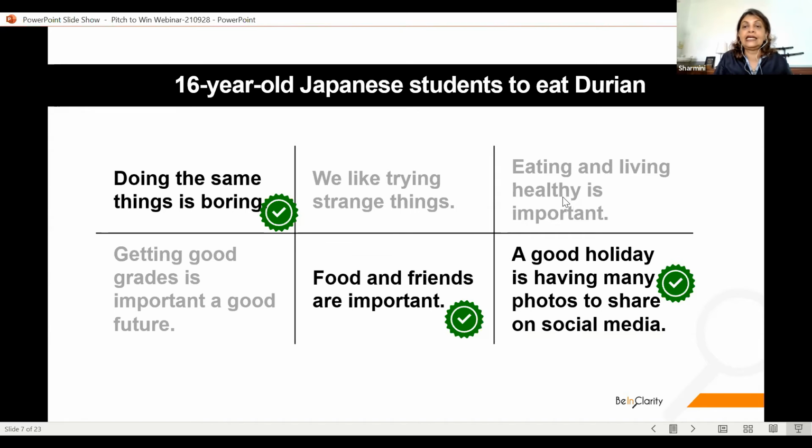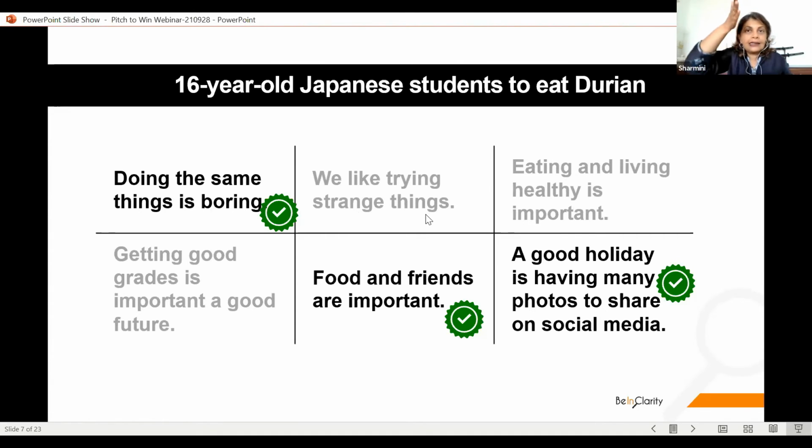This, eating healthily, eating and living healthily, getting good grades and for important future, we'd like to try strange things, may not get you 0 objections. You may get someone there who might object. Yeah. So this is a little bit of a tricky one. Now here's a little bit of a tweak. Yeah. We like trying strange things.